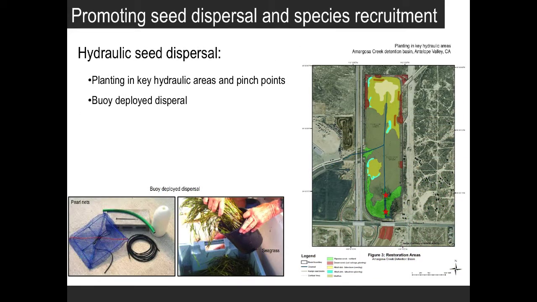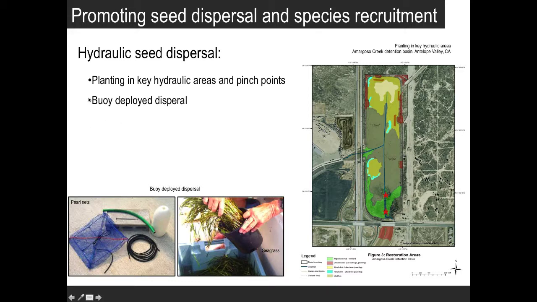Another way to promote seed dispersal and species recruitment is through hydraulic seed dispersal and planting in key hydraulic areas and pinch points, so at the inlet for a wetland or a salt marsh. Focus most of your planting there and let the water do the work over the years of dispersing some of those species over the site. That's an example of how you can get the biggest bang for your buck, reduce the overall cost of your project, and still have some provision for getting these species established throughout the site, provided there is invasive species control to support that recruitment.